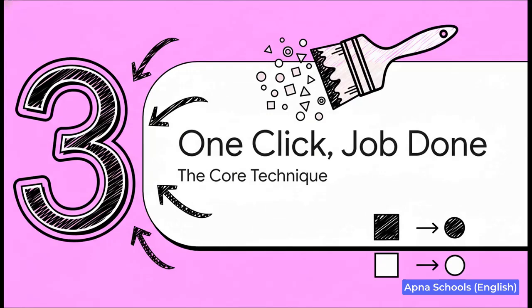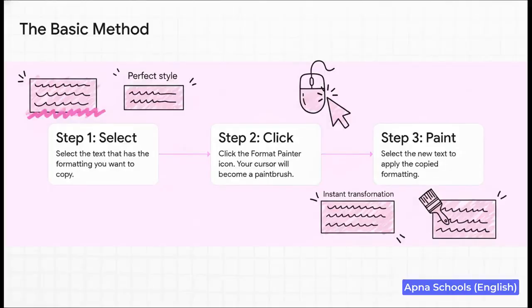Okay, let's walk through the most basic, but honestly incredibly powerful way to use this thing. This is the foundation for everything else, so let's nail this down. Seriously, it's as easy as 1, 2, 3. First, you just select the text that has that perfect style you want to copy. Second, you click that paintbrush icon one time. You'll see your mouse pointer turn into a little paintbrush. It's kind of cool. And third, you just paint over the text you want to change by clicking and dragging. Let go of the mouse and boom, instant transformation.